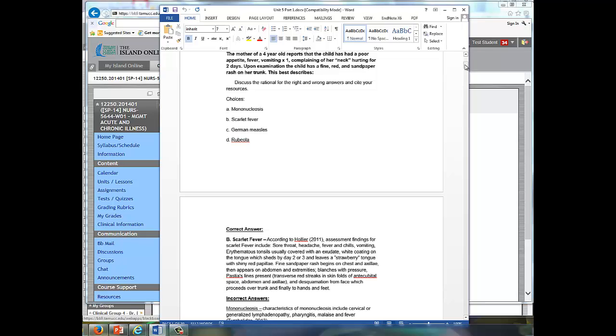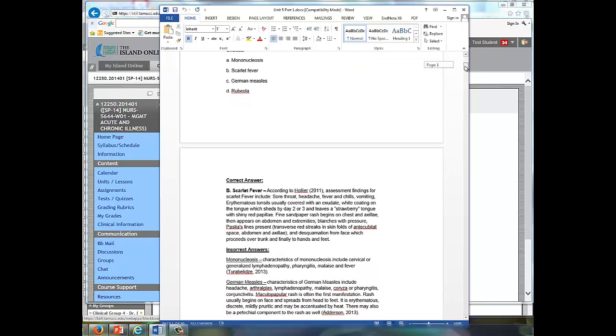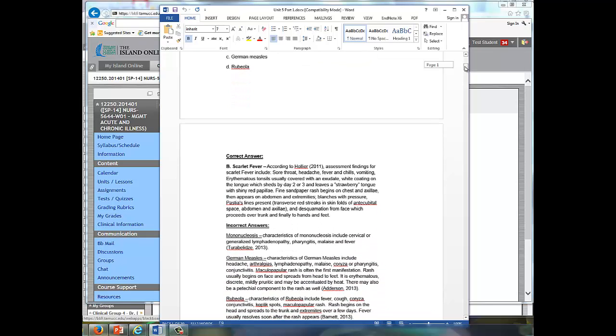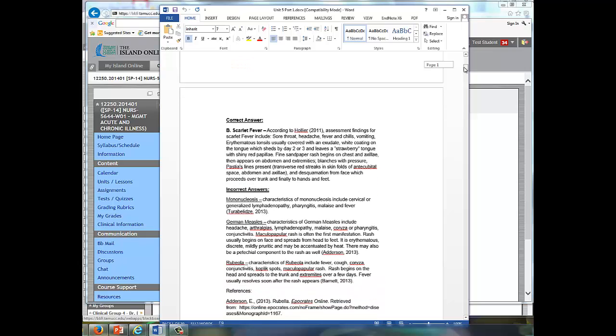So don't discount. If you have a baby or a child that looks sick and they have a fever, then put this on your radar. Put strep throat on your radar, even if they don't complain of a sore throat.